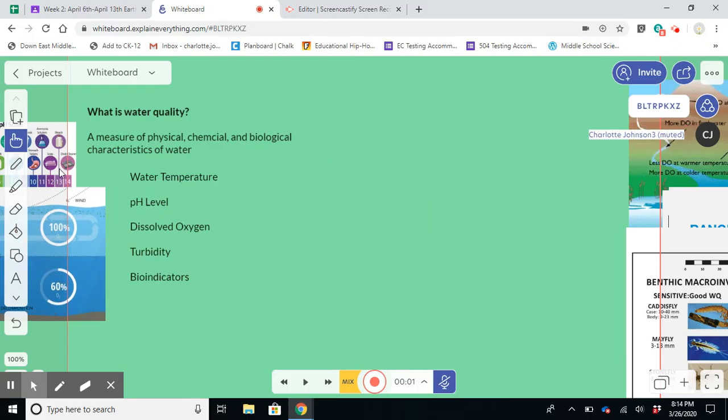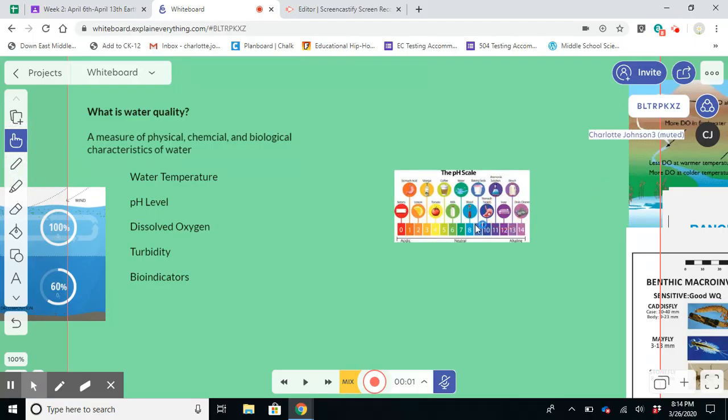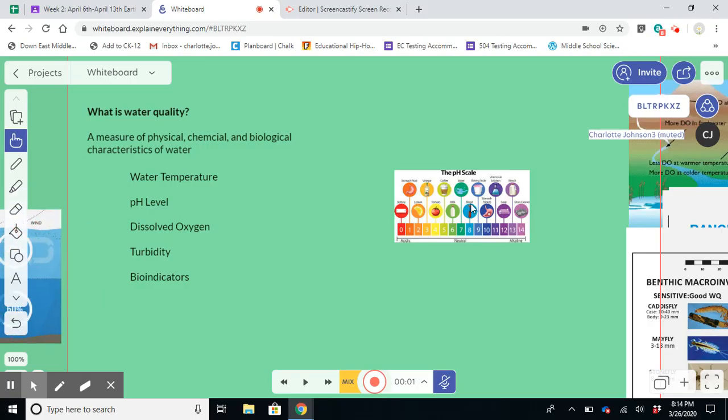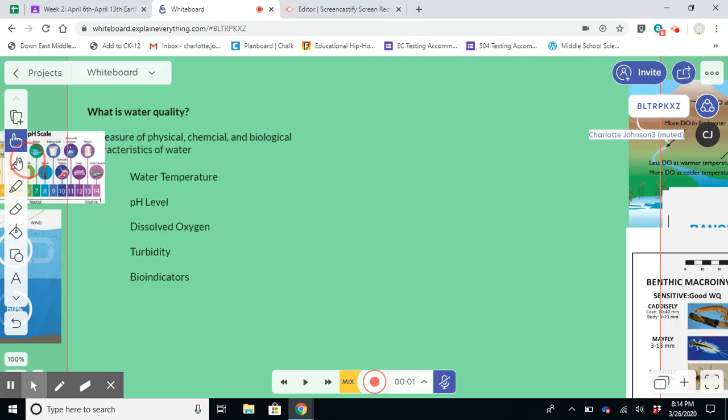And then lastly, like we said, we have the pH scale as well. So the pH level. All of these are different ways that we test for water quality. All of them are important. All of them go hand in hand. You can't have one without the other.